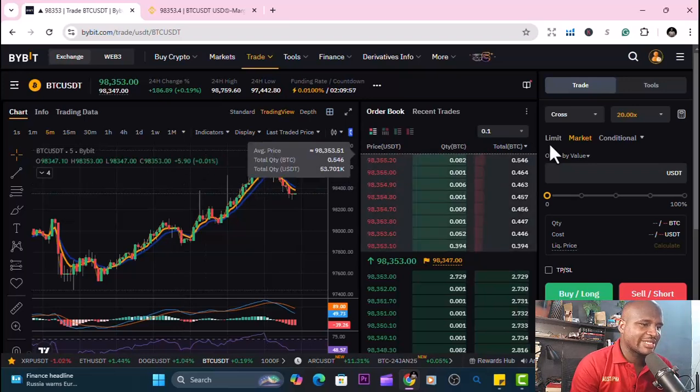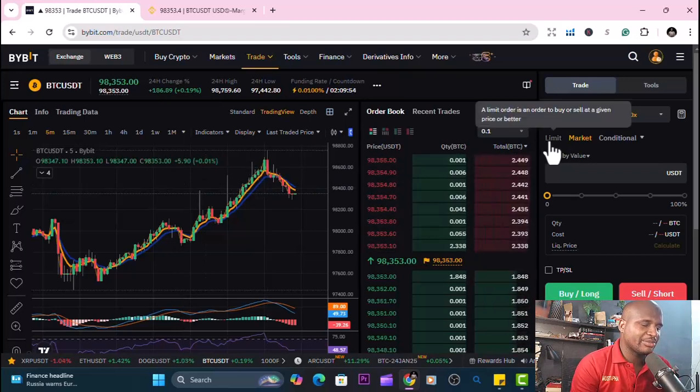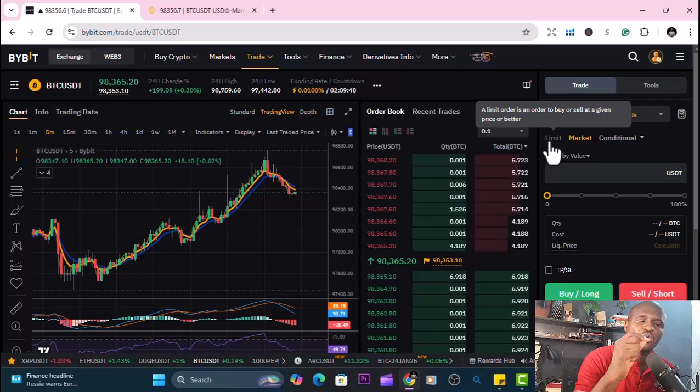So the first order is the limit order. And what is a limit order? A limit order is an order to buy or sell at a given price or better. When you see a trade, and there's a lot of up and down movement going on, and you want to enter the trade at a specified place, you can wait for the order to get there.